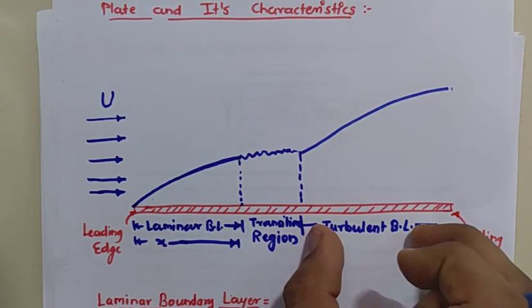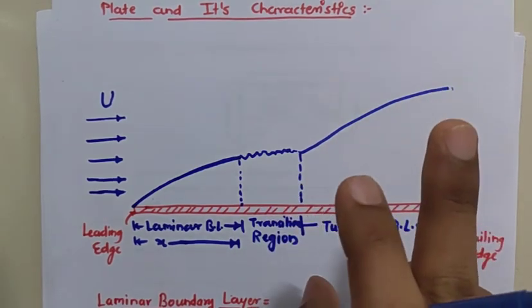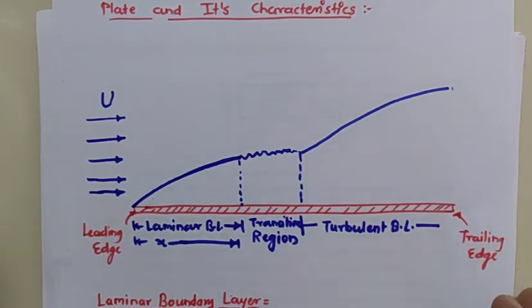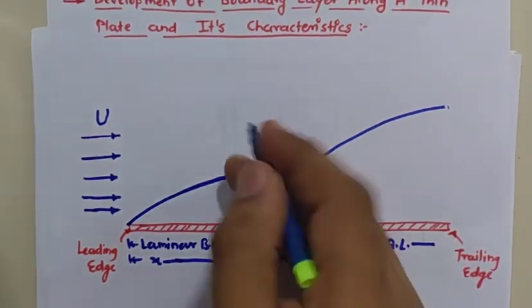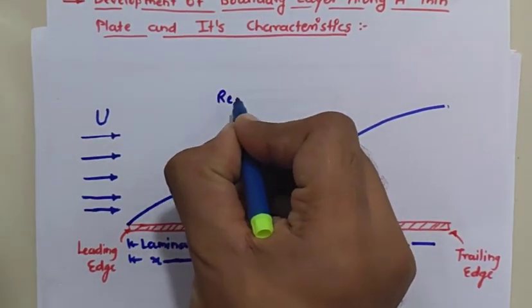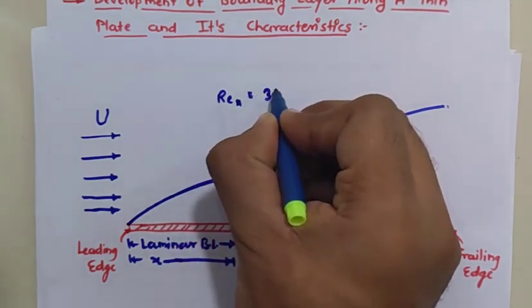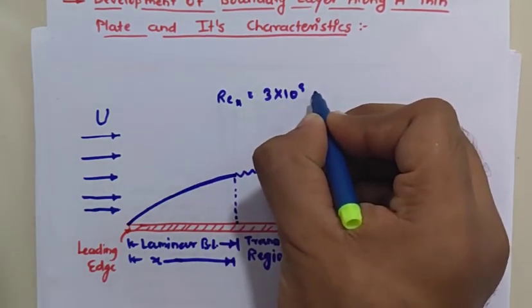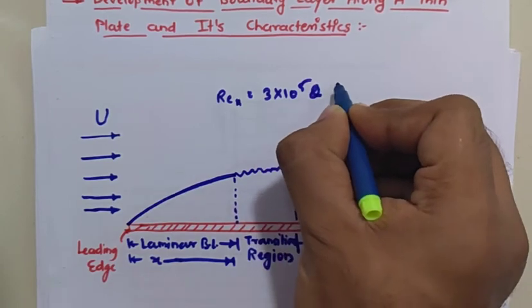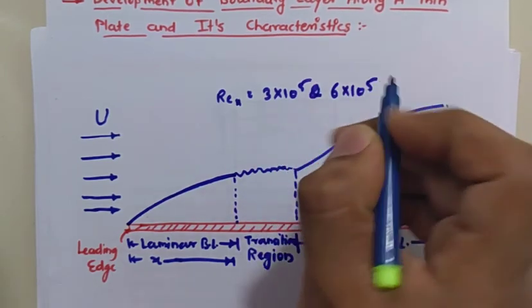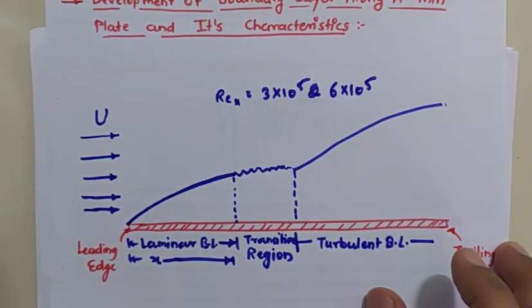and the change of boundary layer from laminar to turbulent depends mainly upon the Reynolds number Re. The value of critical Reynolds number is generally in between 3 into 10 raised to 5 and 6 into 10 raised to 5. But for all practical purposes, it is considered as 5 into 10 raised to 5.